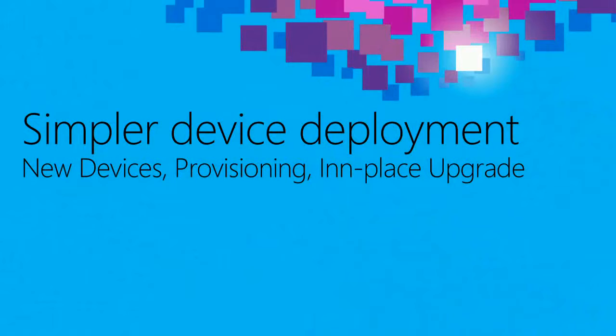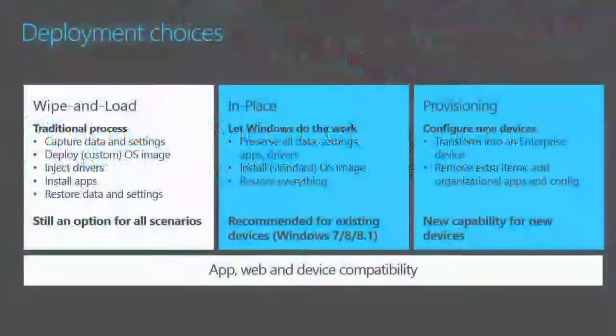Let's talk about device deployment now. So again, operations and IT focused. When you have deployment choices, in the enterprise sessions, what you'll find is that we are basically outlining 3 options for how to deploy Windows 10. Wipe and load, which is a traditional process, especially in enterprises, where the entire operating system is removed off of a device, a new one laid down, and then the files and settings reapplied back on top of it.